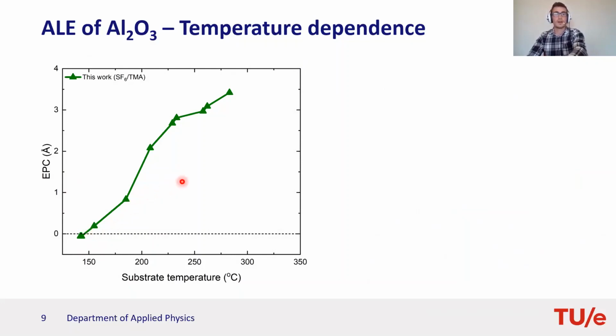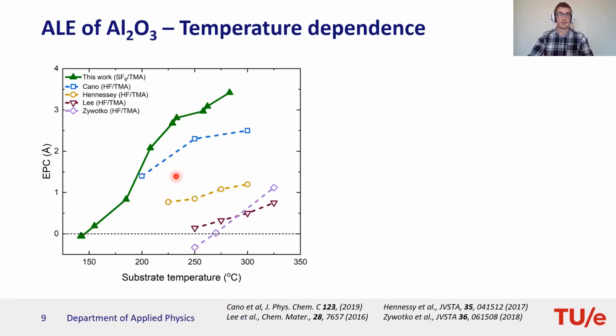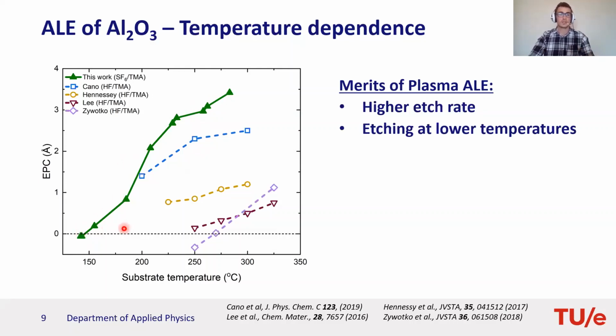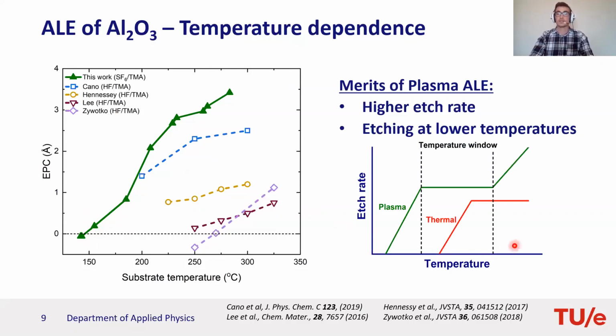So if we now compare our ALE etch per cycle to that of conventional thermal ALE using hydrogen fluoride and TMA, we can see that there are some merits possible from using a plasma ALE process. These merits can be the higher etch per cycle, which we observe over the entire substrate temperature range we investigated, as well as the ability to etch at lower temperatures than have previously been shown in the literature. So if we think back again to the first slide I showed, this is very similar to the benefits we expected based on previous work towards plasma ALD compared to thermal ALD.